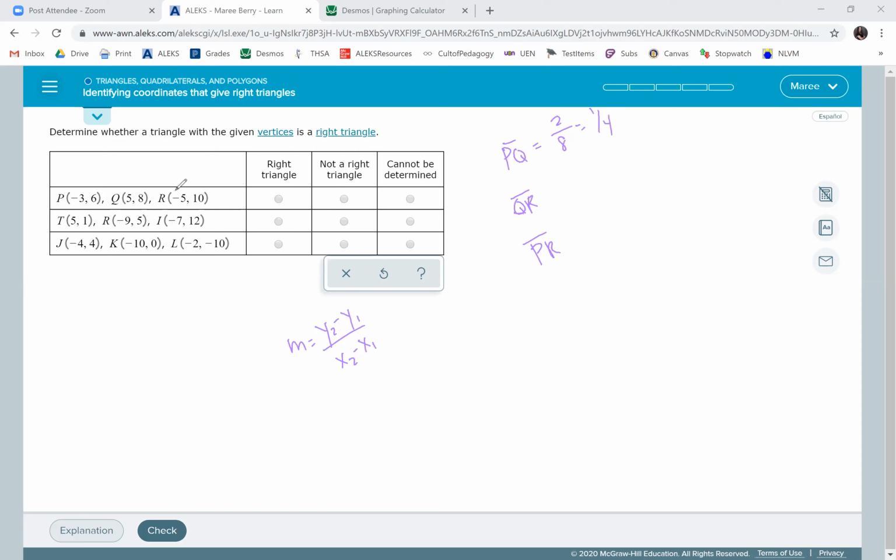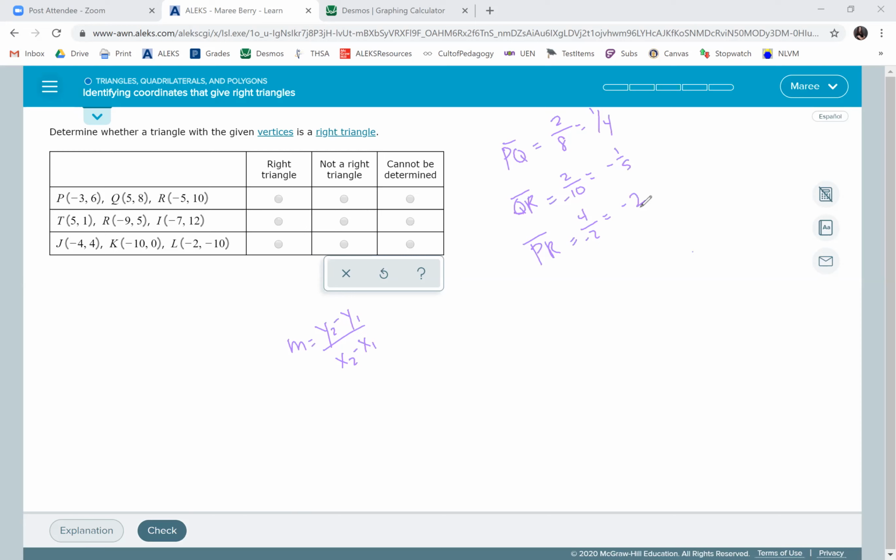Then we look at QR. So I take the second y, so 10 minus 8 is 2. And the -5 minus 5 is -10, so that's a -1/5. And then PR, this is my second point, so 10 minus 6 is 4. And then -5 minus a -3. So -5 plus 3, -2. So this is a -2.